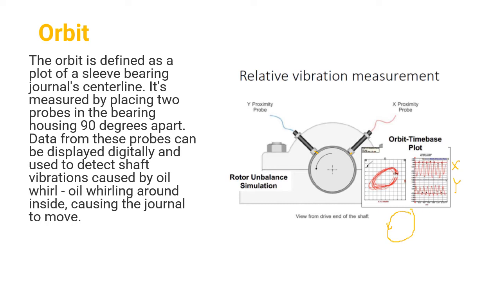In this case, the two probes are separated by 90 degrees. This is usually used to detect the shaft vibration caused by the oil whirling around inside, causing the journal to move.